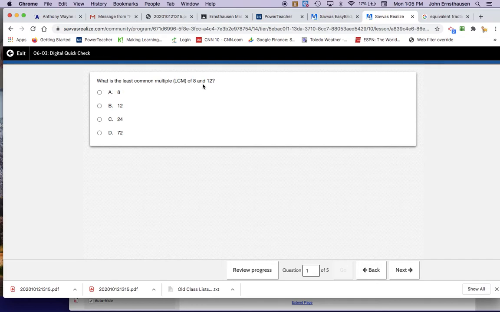Question 1 says, what is the least common multiple of 8 and 12? So you're making a list, multiples of 8, 16, 24, and so forth. You're making a list, multiples of 12, and you're looking for the first one in common.